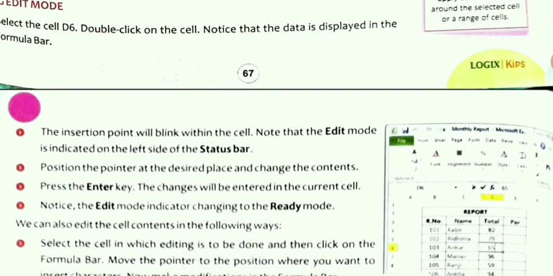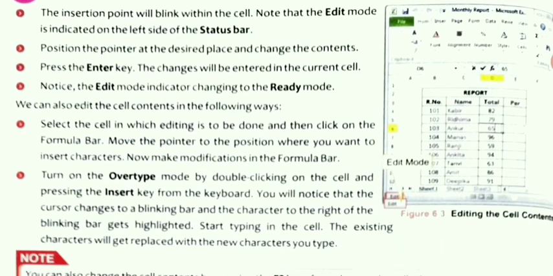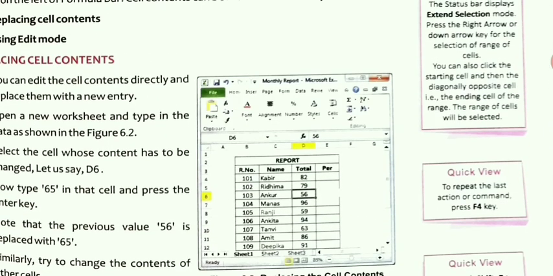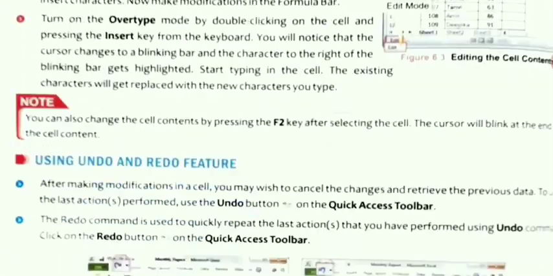Using edit mode, select the cell D6, double click on the cell. Notice that the data is displayed in the formula bar. The insertion point will blink within the cell. Note that the edit mode is indicated on the left side of the status bar. Position the pointer at the desired place and change the contents. Press the enter key. The changes will be entered in the current cell. So this is the way to replace cell contents.